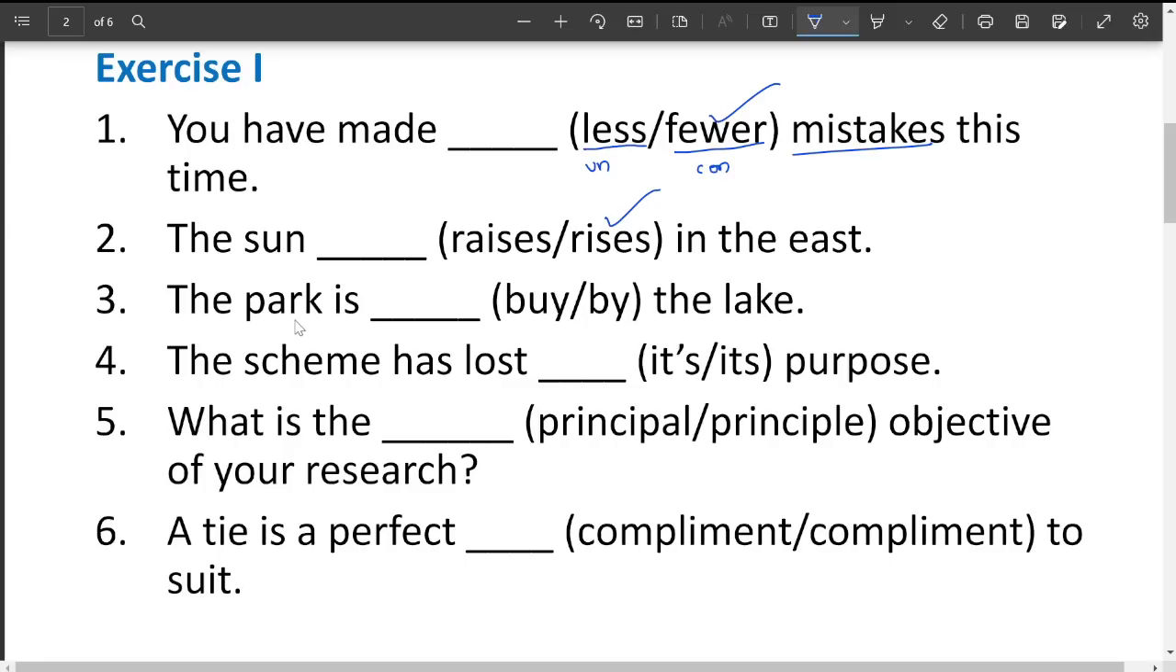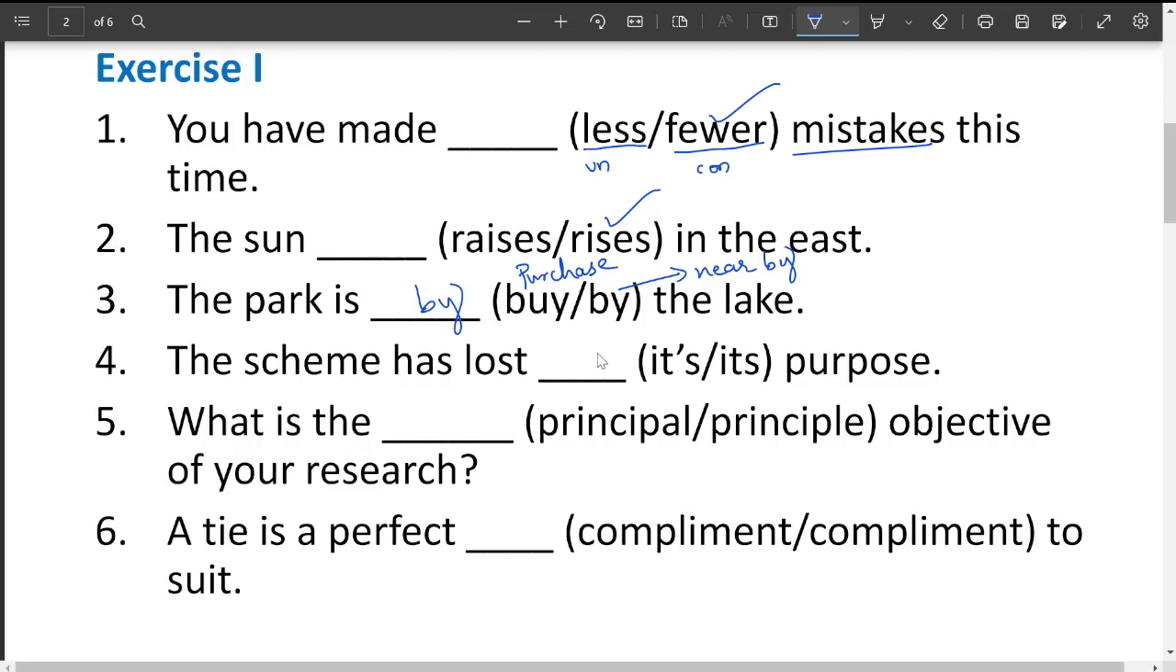Next one, the park is dash by the lake. This 'buy' means purchase, and this 'by' means nearby. Now, which of these two can be used? The park is buy, or the park is by? Which one can be used here? Beside, that means by. We are not purchasing here.